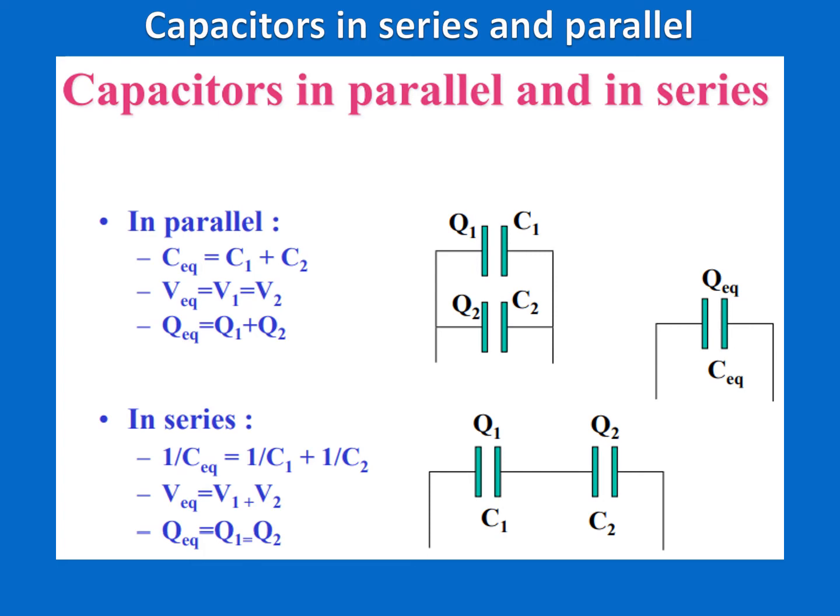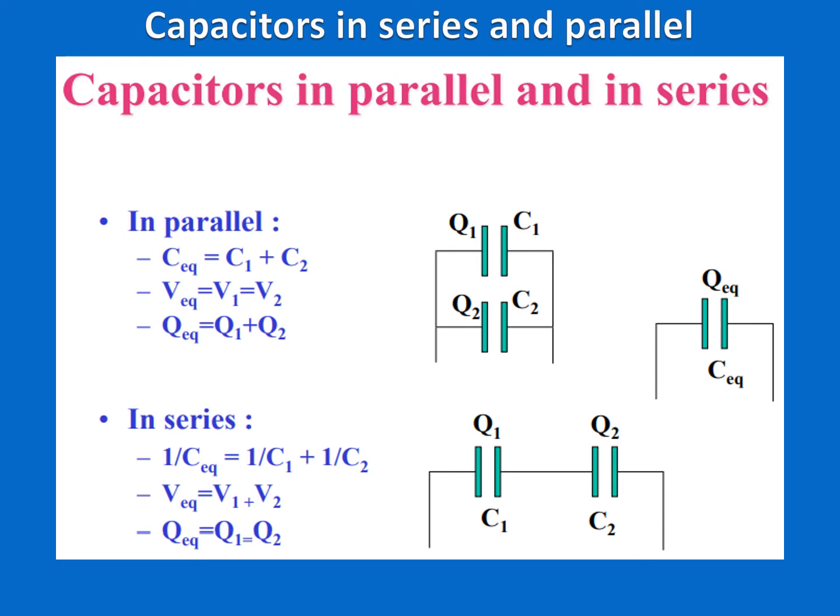Capacitors can be combined in series and in parallel in circuits. So there's a rule for capacitors in parallel circuits: when they're in a parallel combination, the equivalent capacitance is found by adding them together.